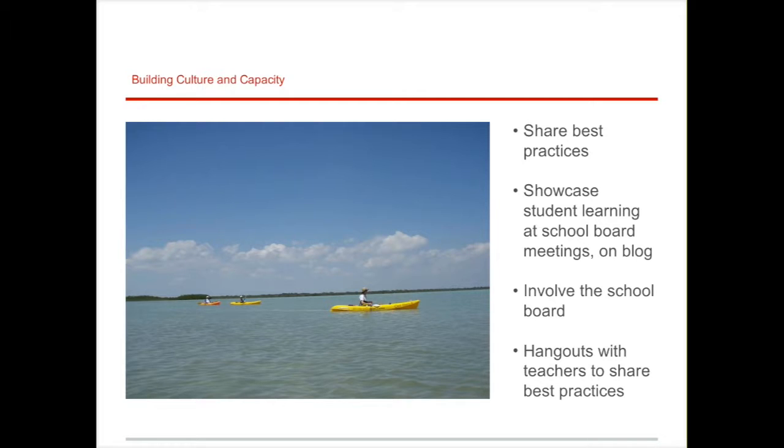We've also showcased student learning in as many ways as we can. We have a department blog where we ask administrators and technology coaches to give us some ideas of what's going on in their school, to share photos and student products, and we post those and highlight that and share it out with the world. And so that's another opportunity to build that culture and capacity.